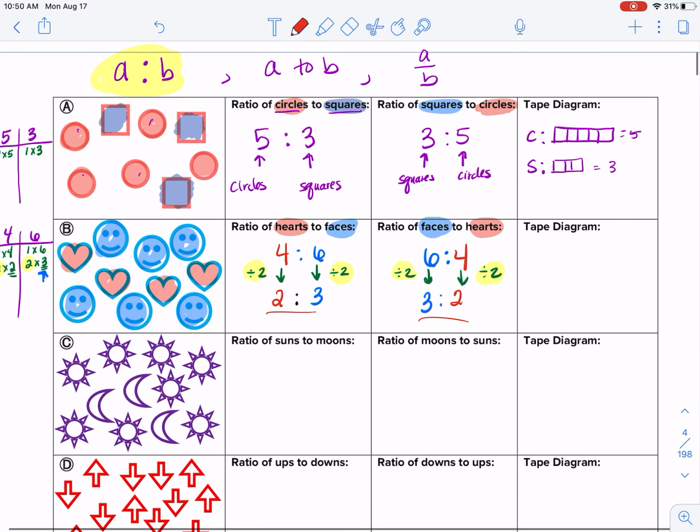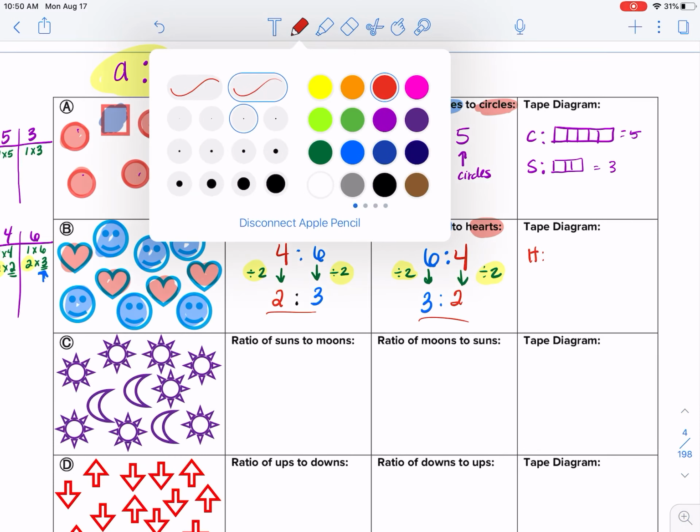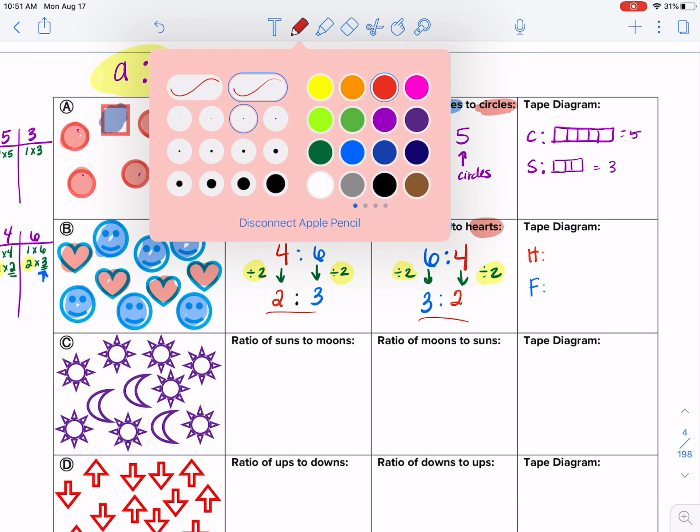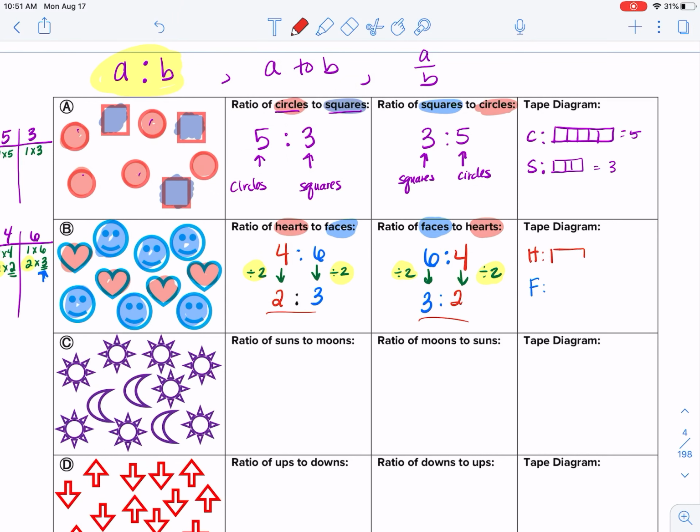So my tape diagram. Let me do my hearts first, and then I'll do my faces. Now, I can do my tape diagram using the 6 and the 4, but it's so much easier to use your simplified version. So if I use my simplified version, my hearts is represented by 2, and my faces was represented by 3. And that is my tape diagram.